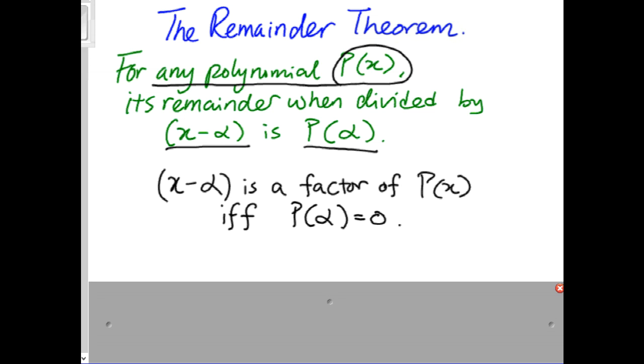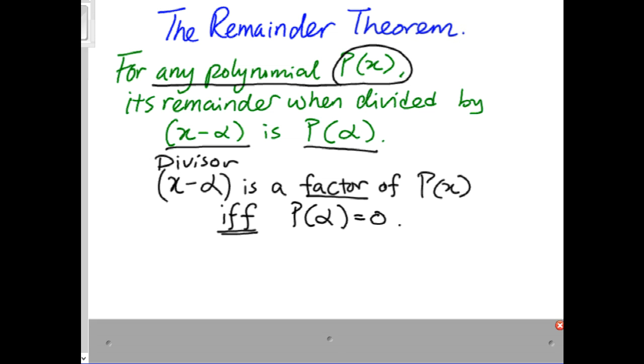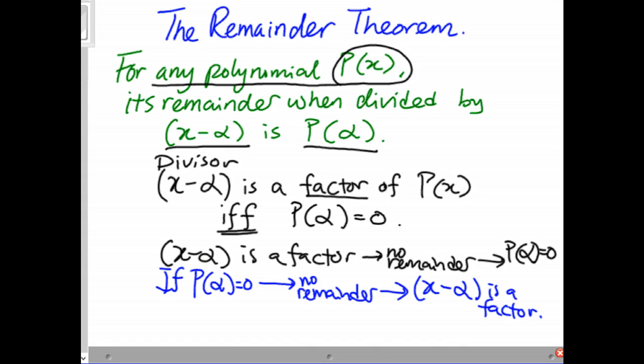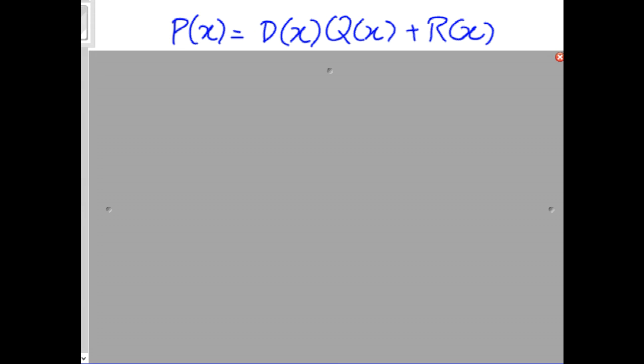And the implication of this particular theorem is that if your divisor, this is called the divisor, is x minus alpha, a linear function, and it is a factor of p of x, then obviously there is no remainder. If there is no remainder, then p of alpha must be 0. So this is an if and only if statement, that is both ways, right?